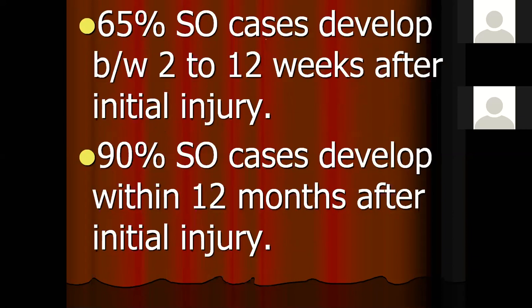In 65% cases of sympathetic ophthalmitis, pan uveitis develops between 2 to 12 weeks after the initial injury. But in 90% cases, pan uveitis usually develops within 12 months after the initial injury. So within 2 to 12 weeks in 65% cases, and in 90% cases within 12 months.